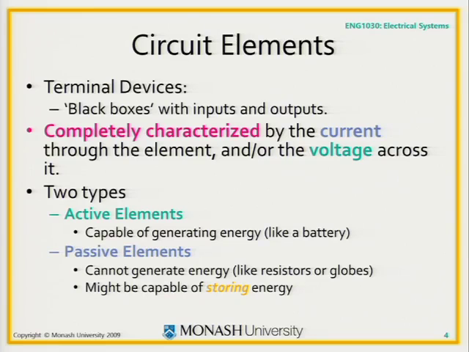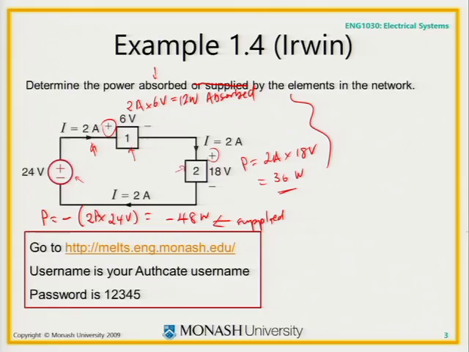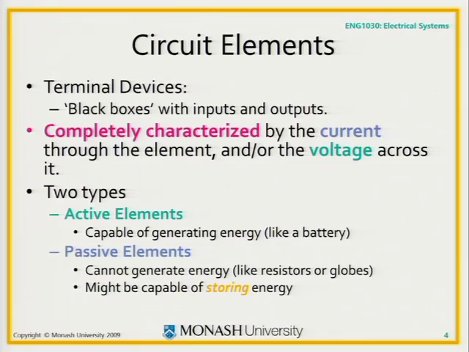Okay, so right now, as you can see in this slide, we're treating circuit elements as just black boxes. They have an input and an output, and they're completely defined by the current that goes through the element and the voltage that goes across it. That's how we like to start off, telling you that you've got these things which you put together and you get currents flowing through them and you can measure voltages across them.